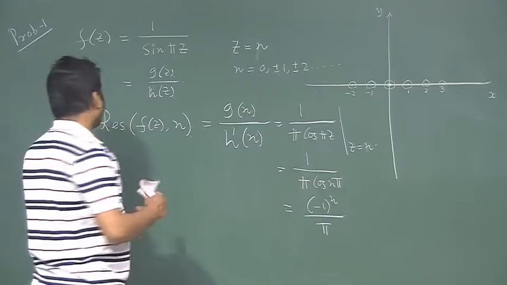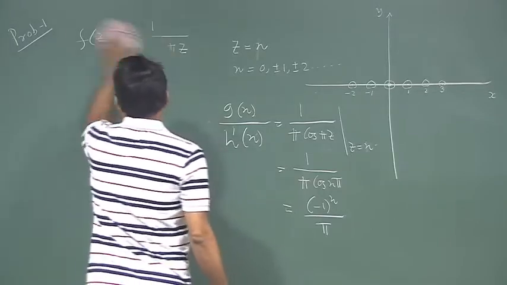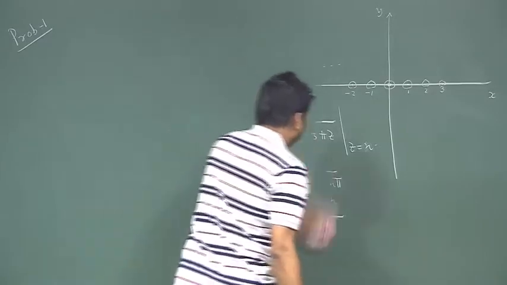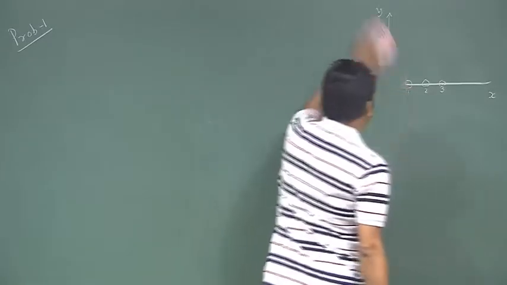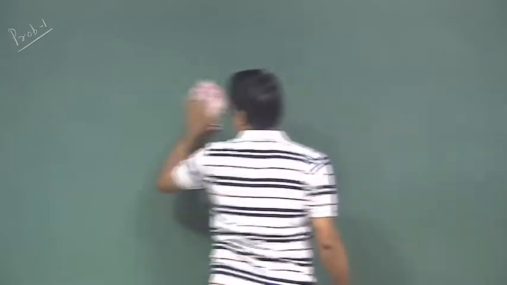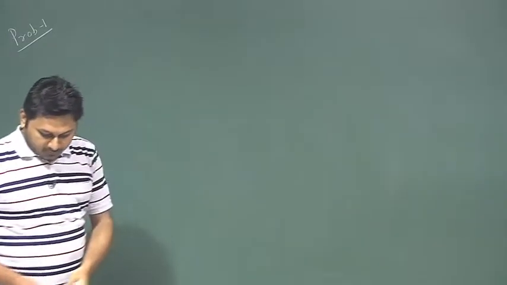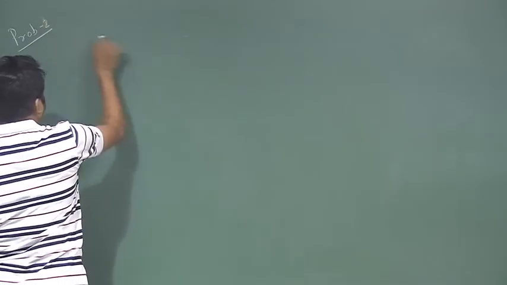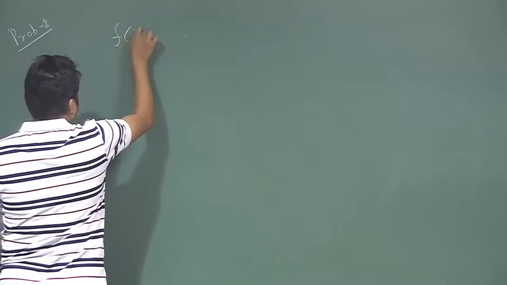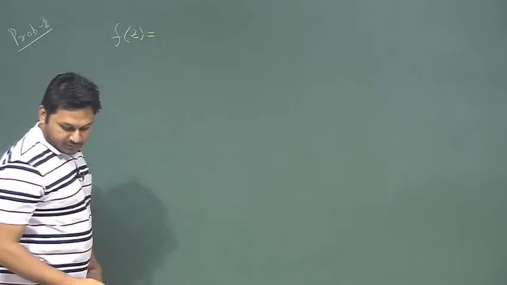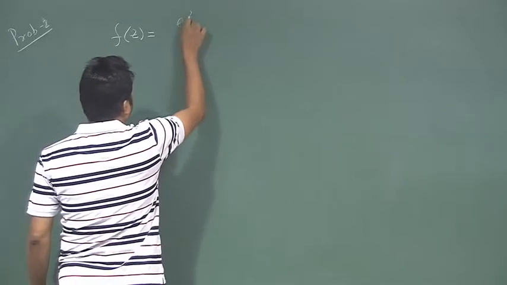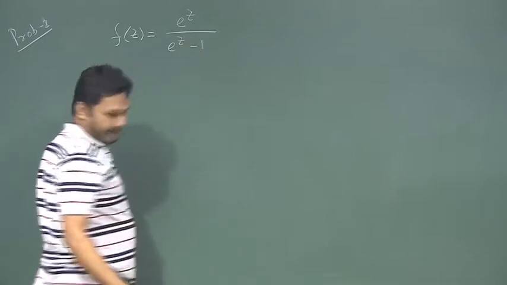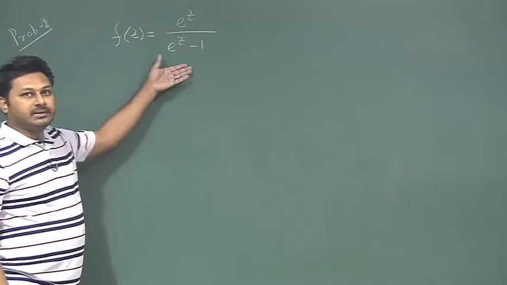Okay. I hope you understand how this kind of problem will be tackled, and how beautiful this form is, and you can exploit many things with that. So, we will go with a few other problems. For example, this one, problem 2, f z is equal to, let us see what problem is in our hand, e to the power z divided by e to the power z minus 1. This is the problem that is in our hand.